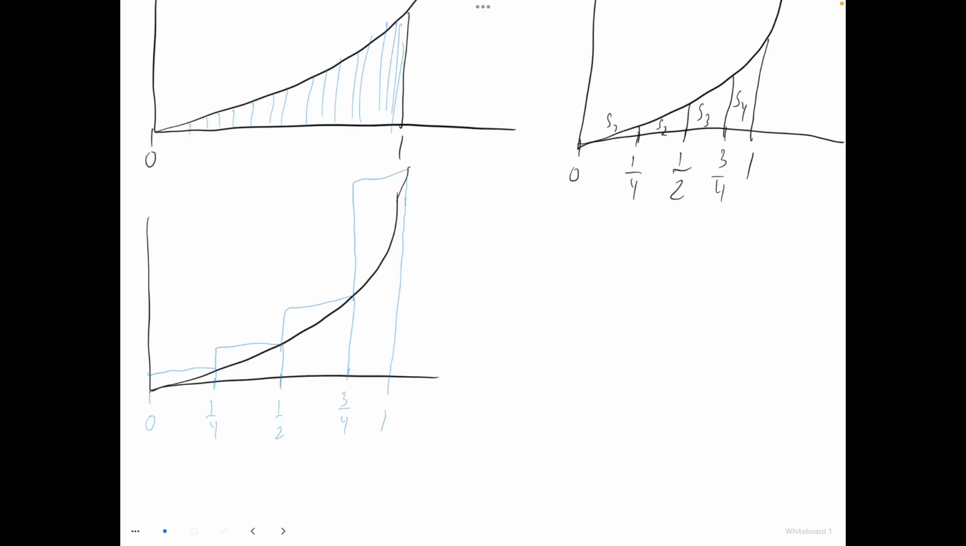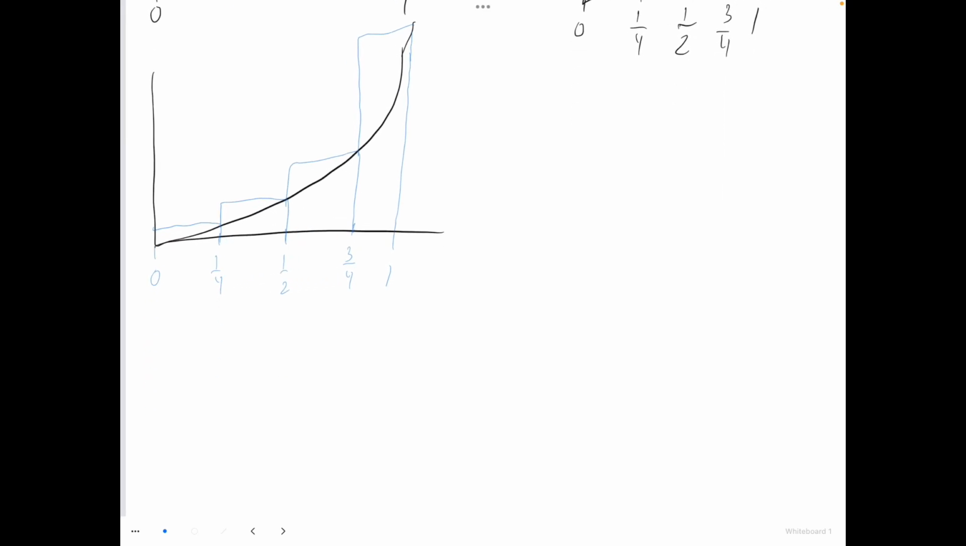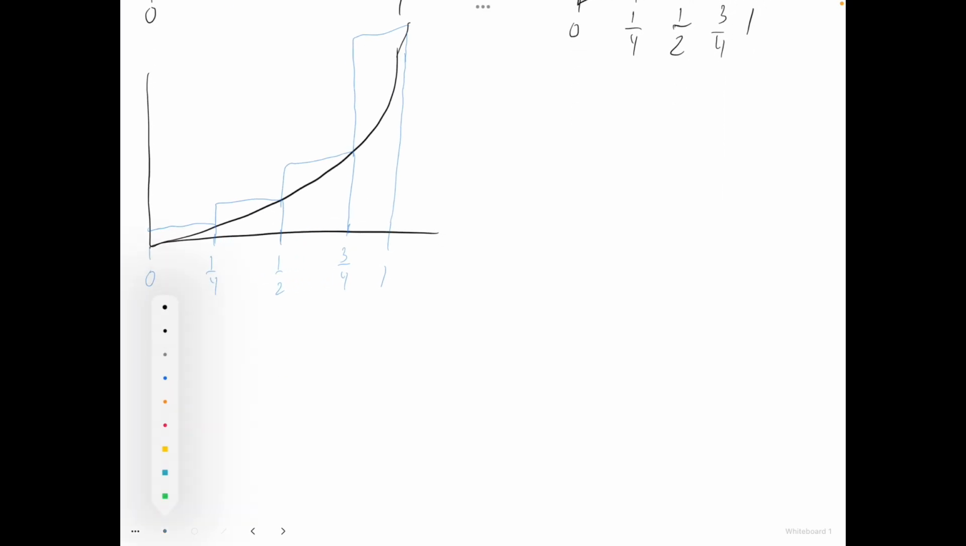So these are our 4 rectangles, and we can find the area of each of these rectangles fairly easily. Notice that each of these rectangles has a base of 1/4. So each has base 1/4, and then its height is given by the value of the function at that point. And so the height at the 1/4 point is just 1/4 squared, and so on. And now we're going to add all of these areas up. So actually, let's write the areas down first.